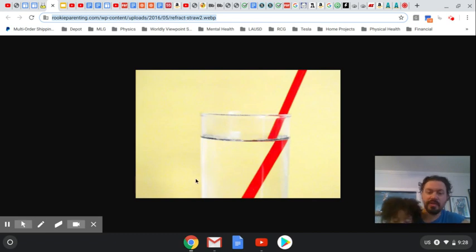And why does the water bend the light? Well, that's because water and air have different densities. One of these is much heavier per unit of volume.